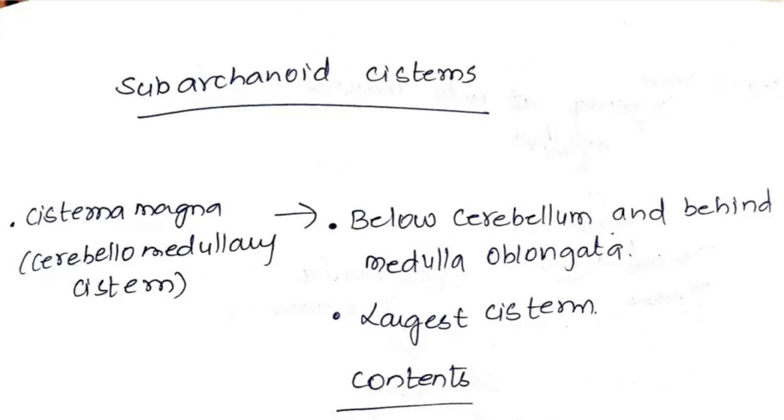Whereas the arachnoid mater leaves some spaces when it is covering the brain, and those spaces are said to be cisterns. Those spaces are filled with CSF. Cisterns are nothing but the spaces left by the arachnoid membrane while covering the brain. First, we'll start with cisterna magna. Cisterna magna is the biggest cistern. It is present below the cerebellum and behind the medulla oblongata.